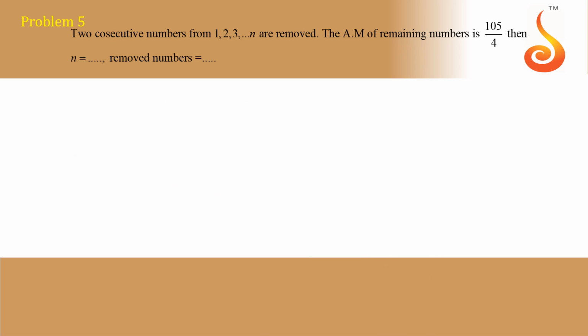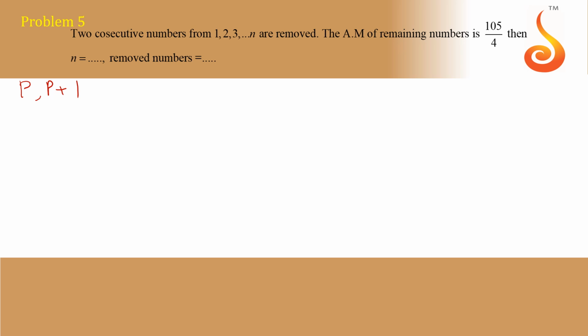Two consecutive numbers from 1, 2, 3, and so on to n are removed. The arithmetic mean of the remaining numbers is 105 by 4. Then n equals dash, and the removed numbers are dash. It's very lengthy and logical, so listen carefully. Assume that p and p plus 1 are the numbers which I am removing.